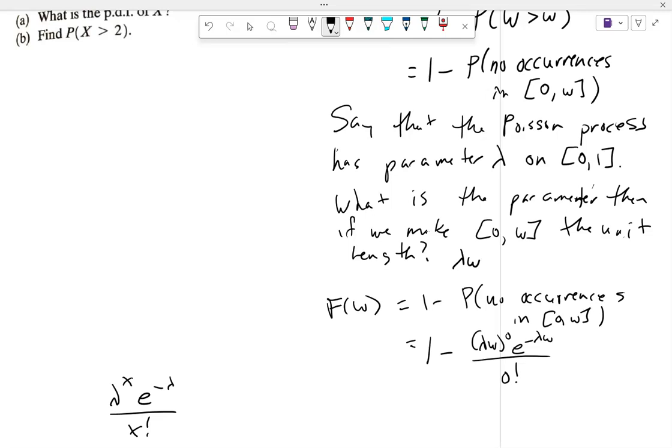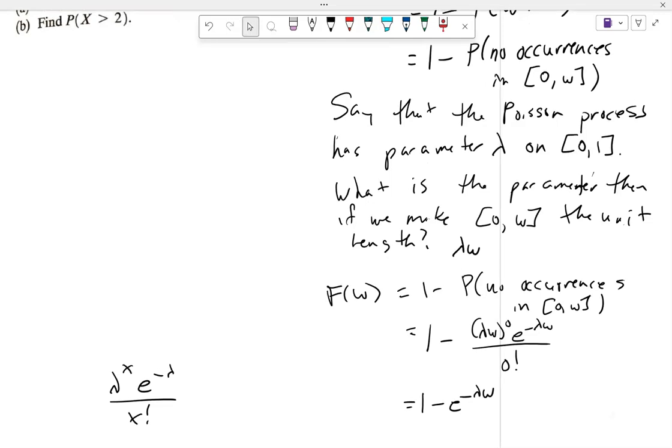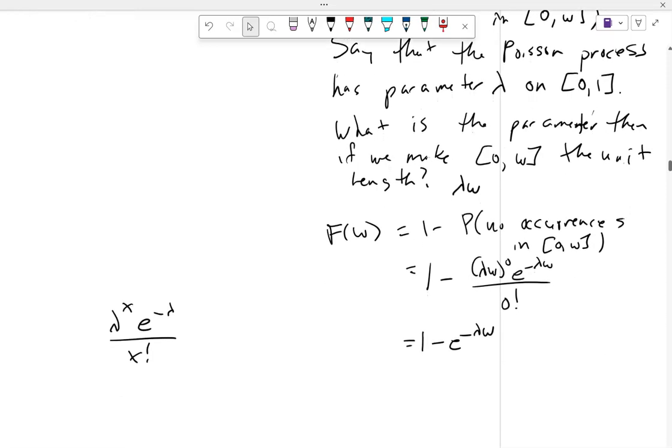Lambda w to the 0 is equal to 1. 0 factorial is equal to 1. So now we have a distribution function of 1 minus e to the negative lambda w. Cool. Can we get to the PDF now?